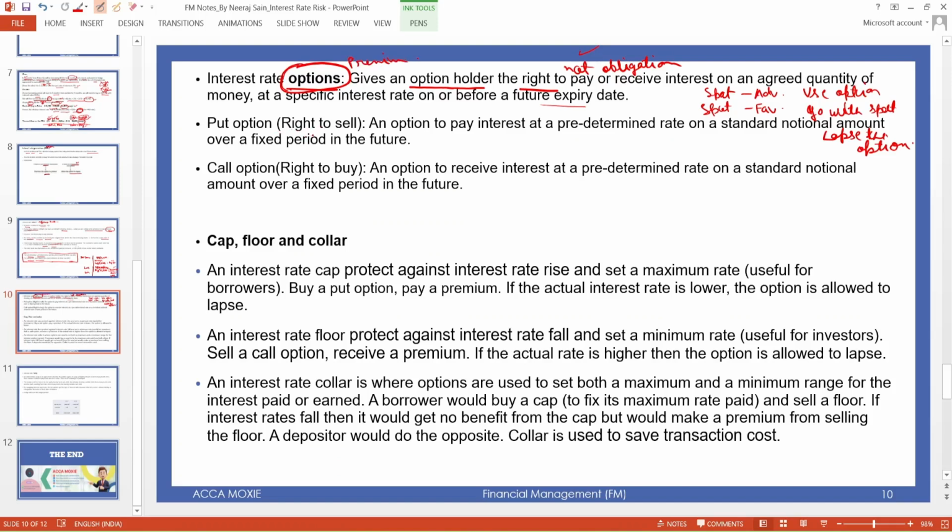Okay, so let's understand what is call option and put option. Put option means right to sell, but call option means right to buy. An option to pay interest at a predetermined rate on a standard notional amount over a fixed period of time. When you are a borrower, you buy the put option. If you are an investor or depositor, then you will buy the call option, right to buy. Put means you are putting on the table, selling; call means you are calling to your side, which means you are buying the option.